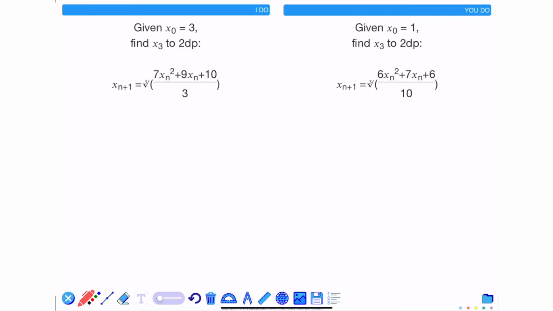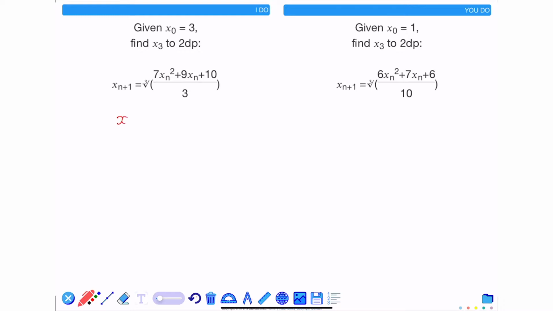In this video, we're going to take a look at the topic of iteration. With iteration, you use the output from a calculation as the new input of the next one. So with the example on the left-hand side, I've been given x0 as being 3, and I need to find x3. This means I need to use x0 to work out x1, x1 to work out x2, and x2 to work out x3. And I've been given a formula that will help me do this.